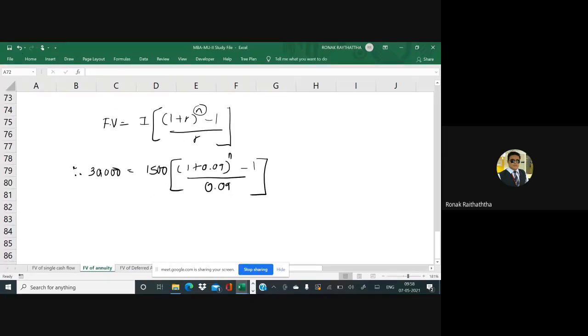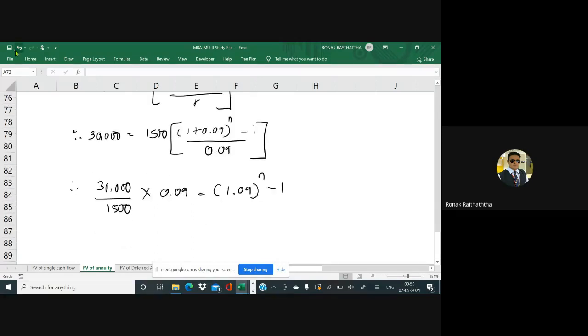In the power we have n over here. Therefore, whatever numbers I have, I'll be taking those numbers to the left hand side. So 30,000 is there. Now something is there in a multiplication, so it will come to division, right? So 1500 will come into division if I take it from right hand side to left hand side. Similarly, 0.09 is in the denominator, so it will come to the numerator as multiplication. So I'm multiplying that with 0.09, equal to 1.09 to the power n minus 1.